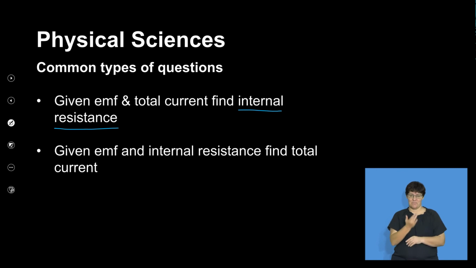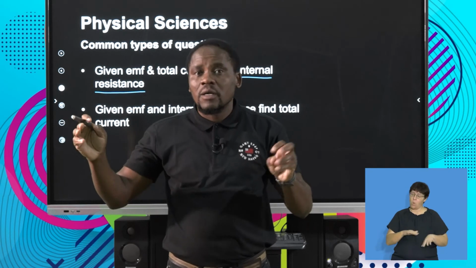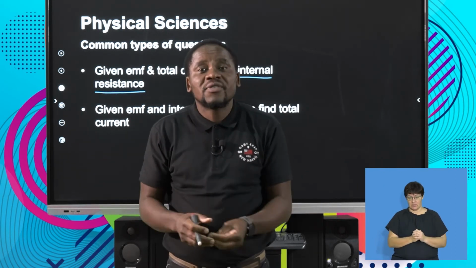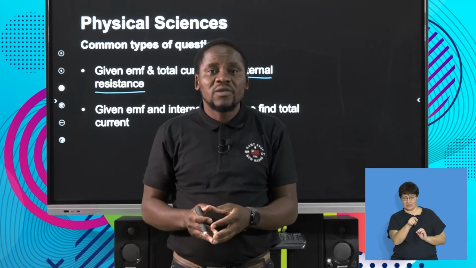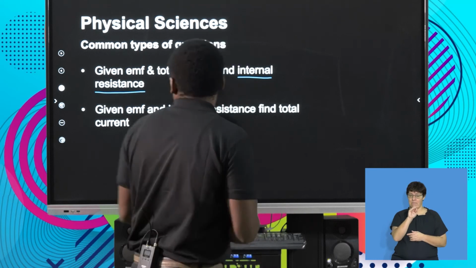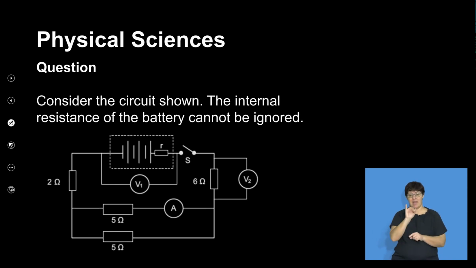Now, given the EMF and the total current, we are also able to find the internal resistance of a battery. In short, as far as internal resistance is concerned, in a circuit you can either be given internal resistance or not given. Either of the two, it's not a train smash. As long as we are able to identify some of the quantities that we have, then we are able to make use of the EMF equation, right? So if we are given the EMF and the internal resistance, we are also able to find the total current, right?